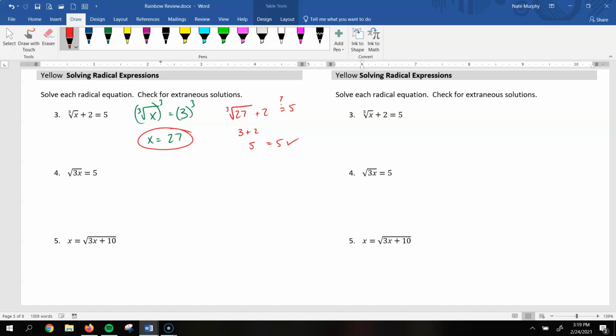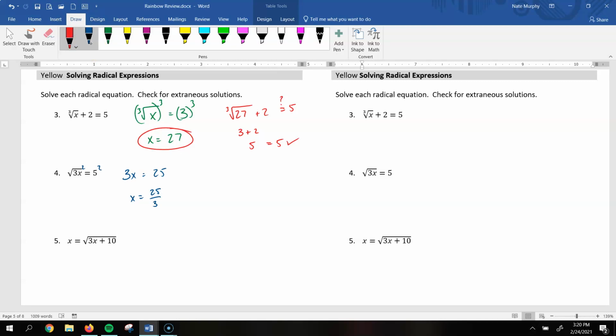All right, let's look at number 4. For number 4, we already have the root by itself. So I'm going to square both sides to undo that root. So I would have 3x equaling 25. If I divide both sides by 3, I'm going to leave this as 25 thirds. Okay, don't do it as a decimal. It's just going to be better if we keep it as a fraction to be more exact. All right, so now let's check that.